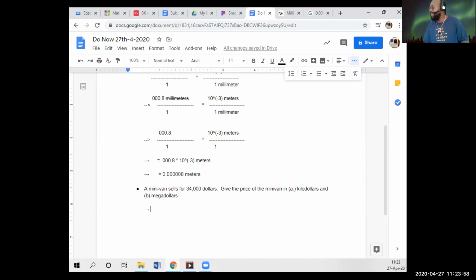So next is the minivan, and we're just gonna take this number. We want to convert it. So it says it sells for this much, but they want the price of the minivan in kilo dollars and mega dollars. I didn't get that, and I tried to Google it. That don't exist. It don't exist, huh? So we got this in dollars. All right, 30. And we want to turn this into kilo dollars. Now we have to remember, what is a kilo? A kilo. That's weight.